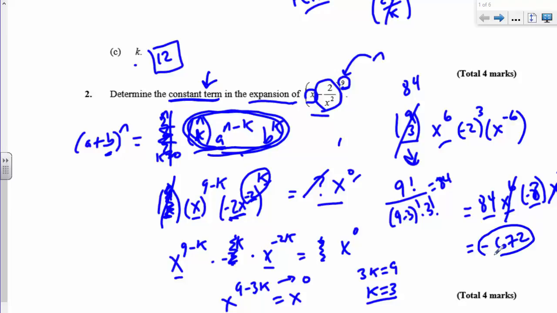This is a term in the expansion. It's also a constant because it doesn't have any variables, and that's why it's the constant term. It's actually the answer to the question. So this is your answer for number 2. All right, and let's move on from there. Let's see if I can turn this page.